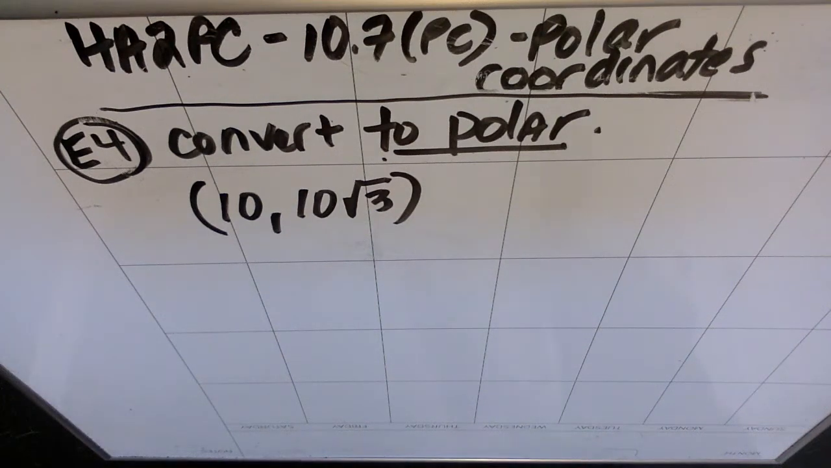This is Honors Algebra 2 Pre-Calculus. We're doing 10.7 in Pre-Calc, which is polar coordinates.